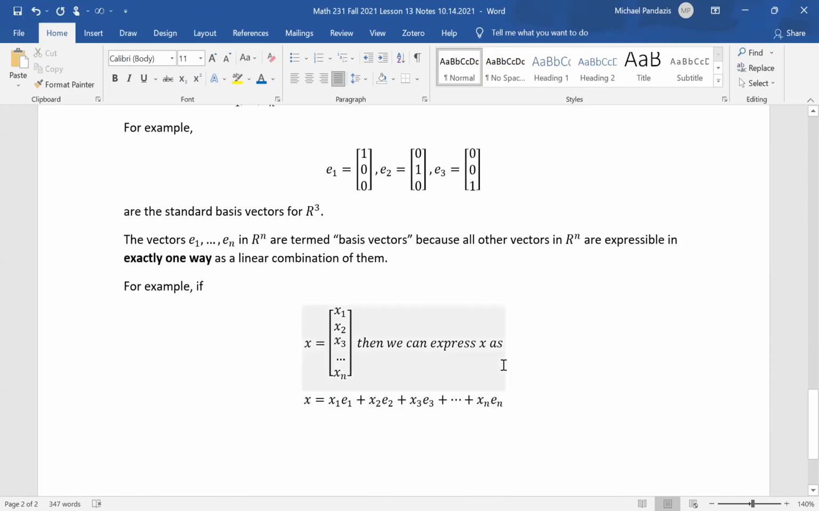Okay, and so that's what makes these basis vectors special. That's why they're called standard basis vectors. Well, that's why they're called basis vectors. Okay. Just standard, just basis vectors.